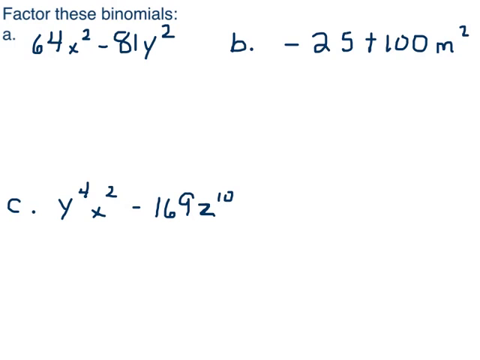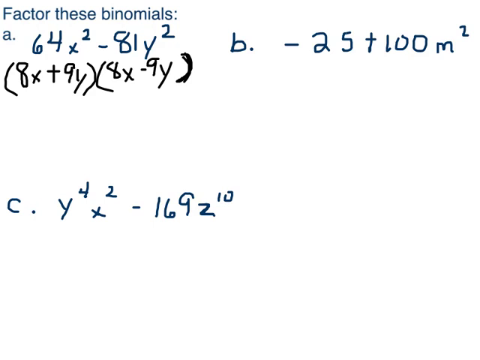First, it says factor these binomials. These are the difference of squares. So we're going to look for the square roots, basically, of each one. Square root of 64 is 8. X squared is x. We know we're going to need a plus and a minus. Square root of 81 is 9. Y. So 8x plus 9y, 8x minus 9y.